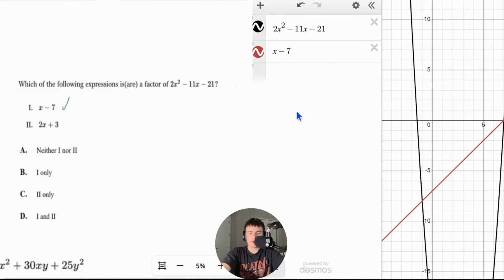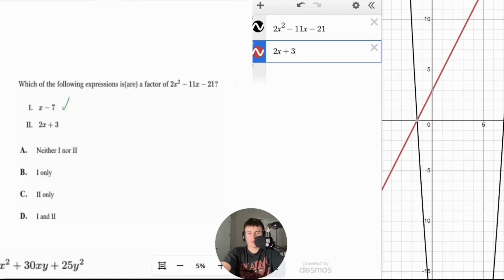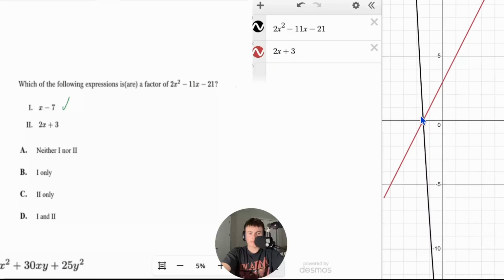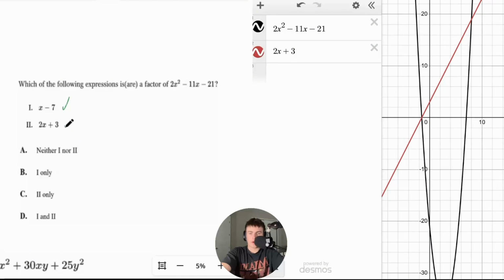First one checks. Now, next one is 2x plus 3. This also shares an x-intercept. Let me double check here. Yes, we're good there. So both of them are factors of this expression. Therefore, the answer is D. That is it. It's that simple.